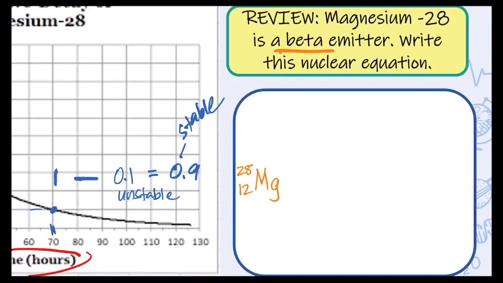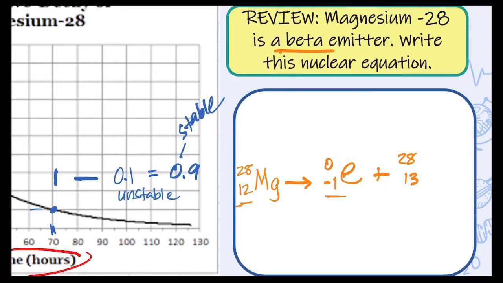So the statement above says it's a beta emitter. So we're going to draw an arrow and then show a beta particle being released. So remember, the beta particle has no mass and it has a charge of -1. The symbol to represent a beta particle is e, that of an electron. Then we're going to add to that the daughter isotope. So remember, the mass does not change when a beta particle is released, so it's still going to be 28. But notice the atomic number is going to change. So what minus 1 is going to give us 12? 13. Yes, 13 minus 1 will give us 12.